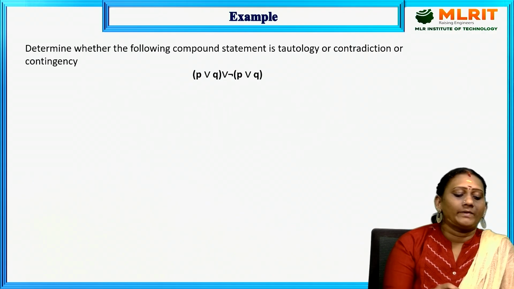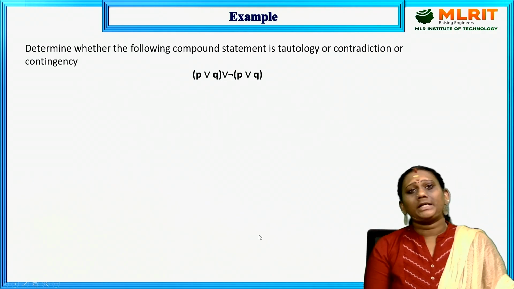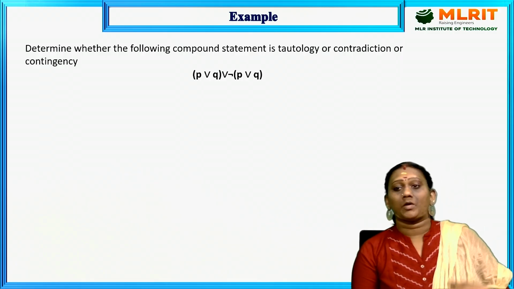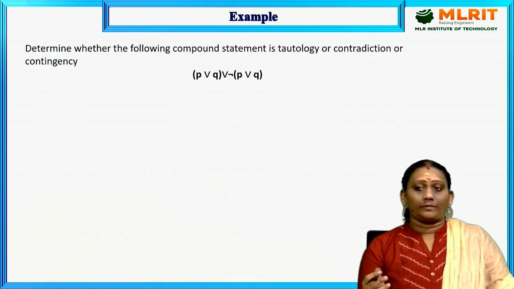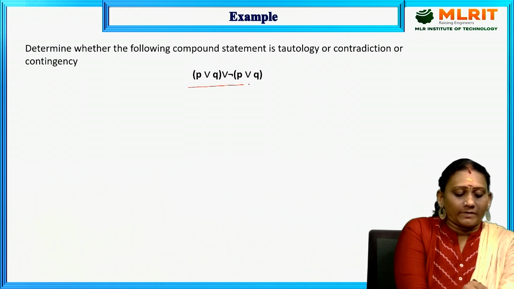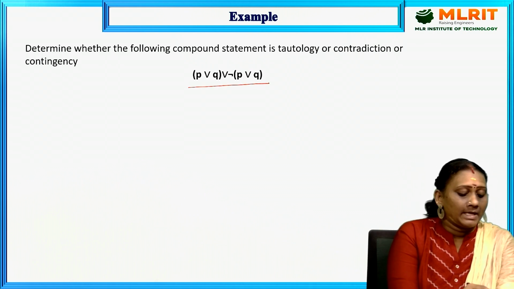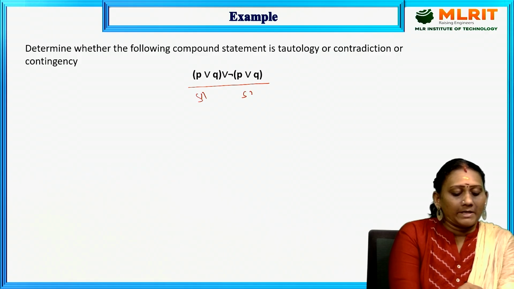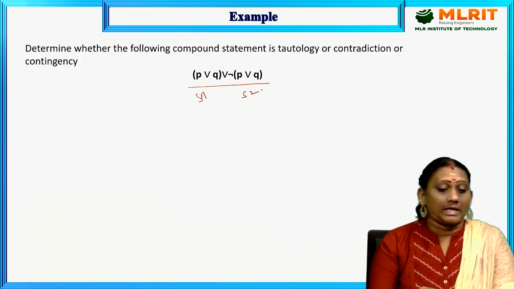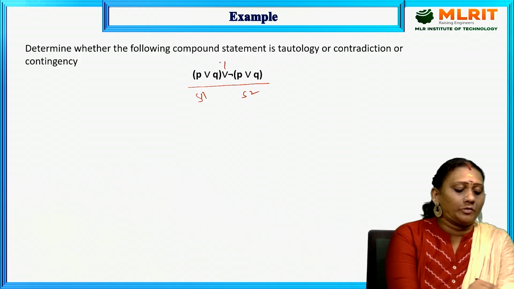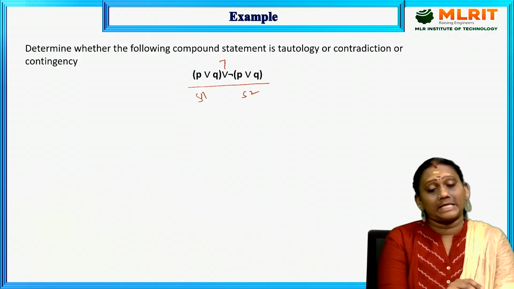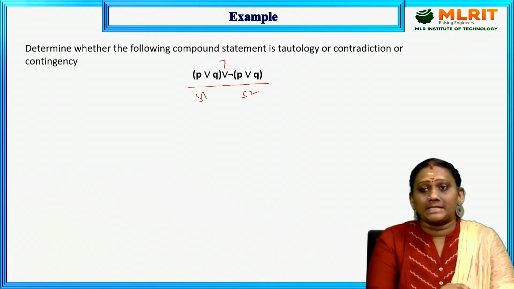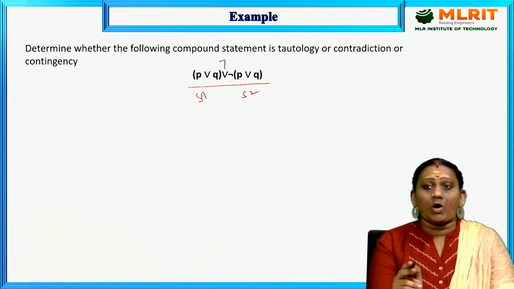So this is what the topic is about. Let us solve an example now. Determine whether the following compound statement is a tautology, contradiction or contingency. So let us solve this. This is the compound statement: this is statement 1, and this is statement 2. For this we are going to apply the OR operation, and tell whether it is a tautology, contradiction or contingency.